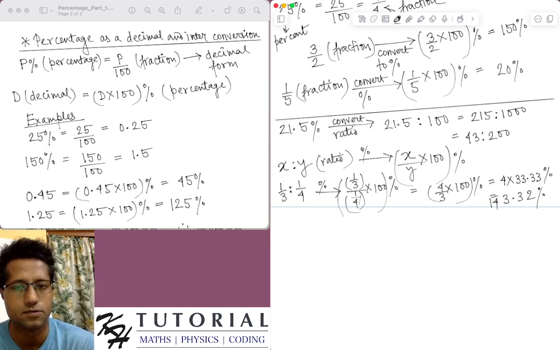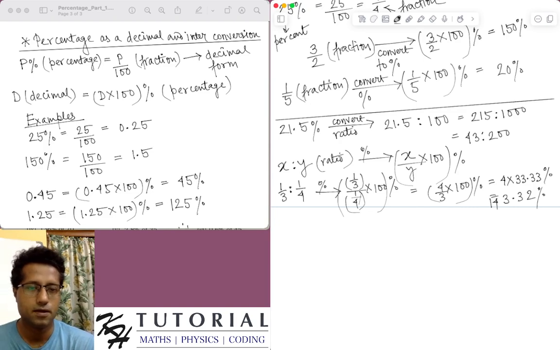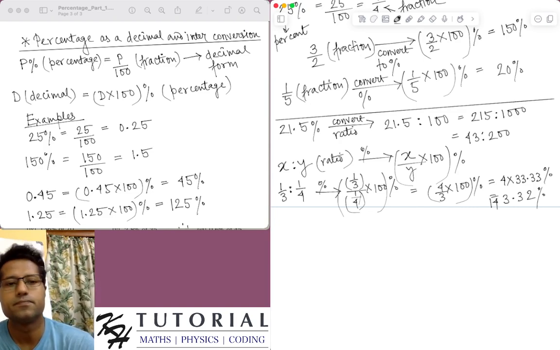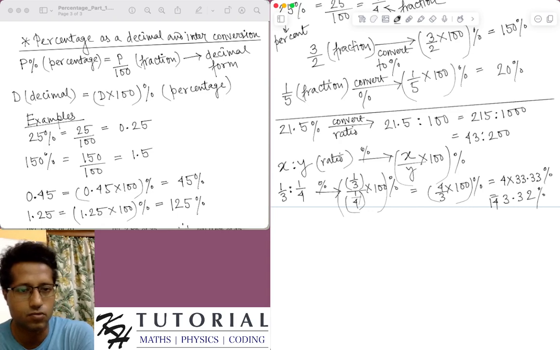So you will get a decimal number from a percentage. And if you are given a decimal number, how do you get the percentage? You just simply multiply the decimal number with 100. So as an example, you can see 25 percentage.